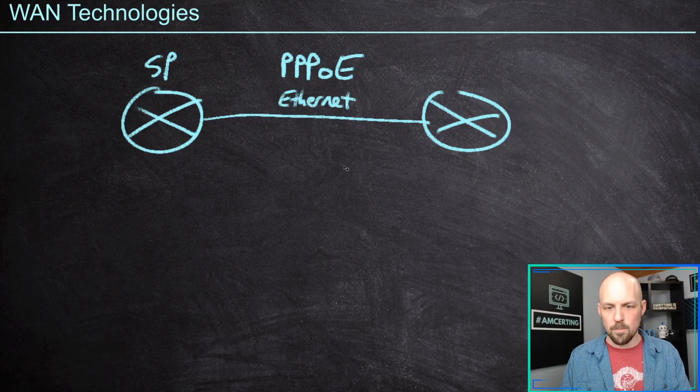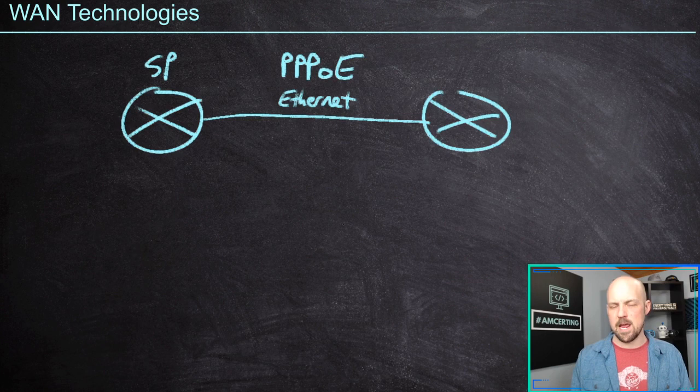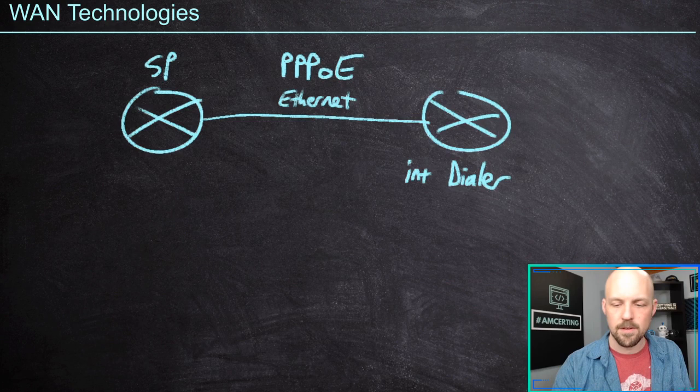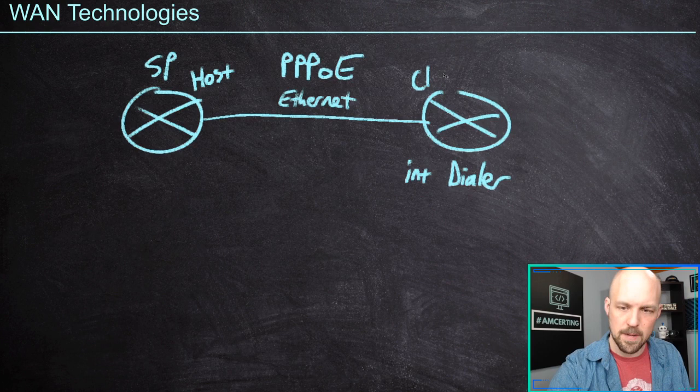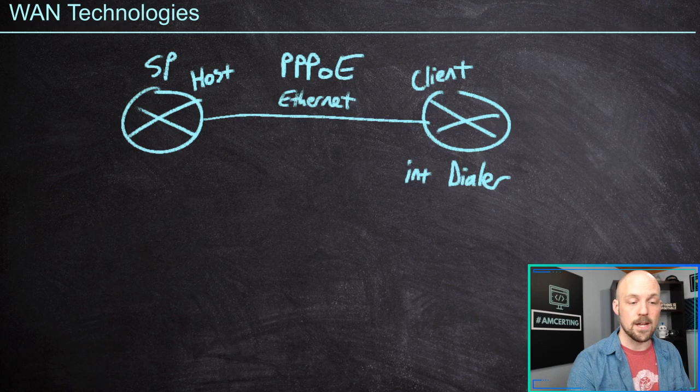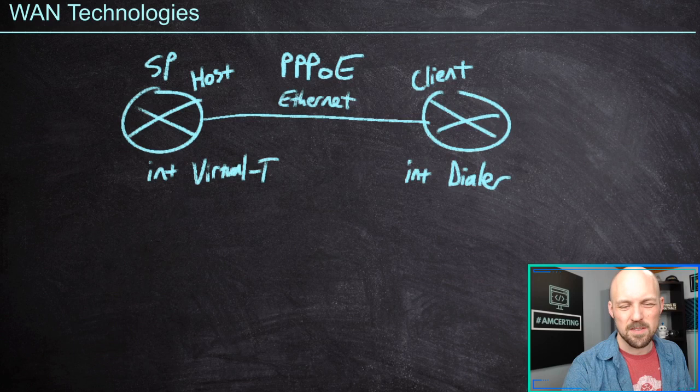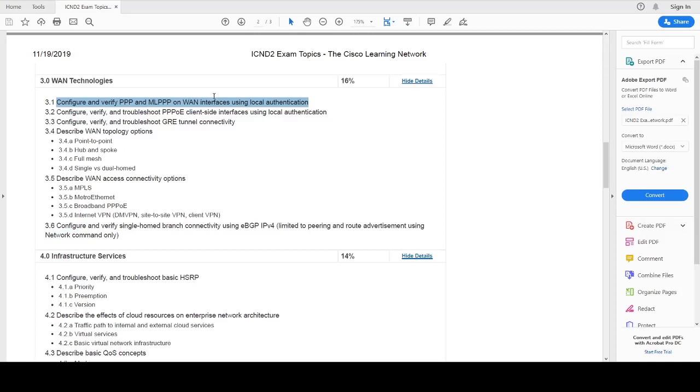Okay. So the interesting thing, and this can be intimidating, but don't let it intimidate you. We're going to use something called a dialer interface on our client. I should specify that we're going to have a host side configuration, which is usually the service provider, and a client side configuration. So this looks very different. On the host side, we use what's called a virtual template interface, and the configuration is a little more complicated. Fortunately, take a look at what Cisco wants us to learn: PPPoE client side. So we do not have to worry about the server side, which again is a little more complicated.